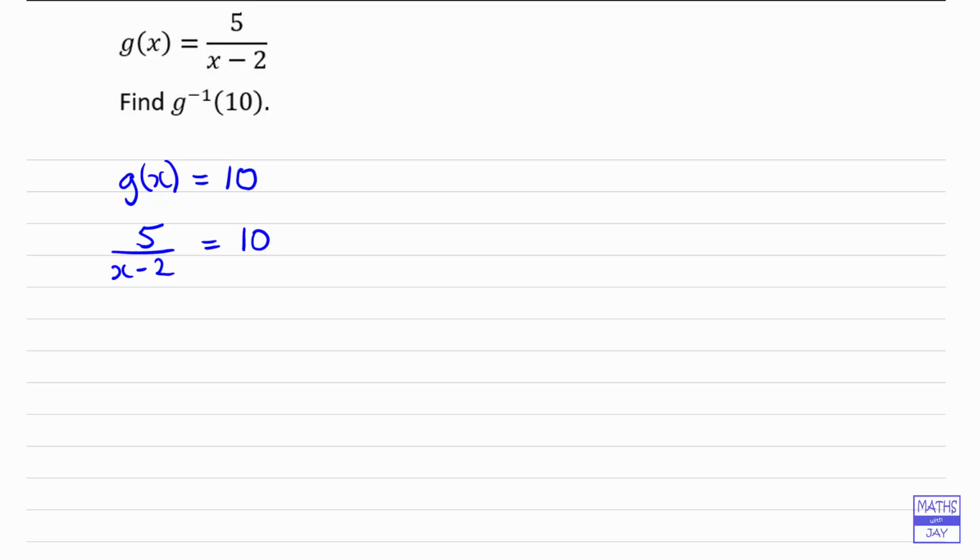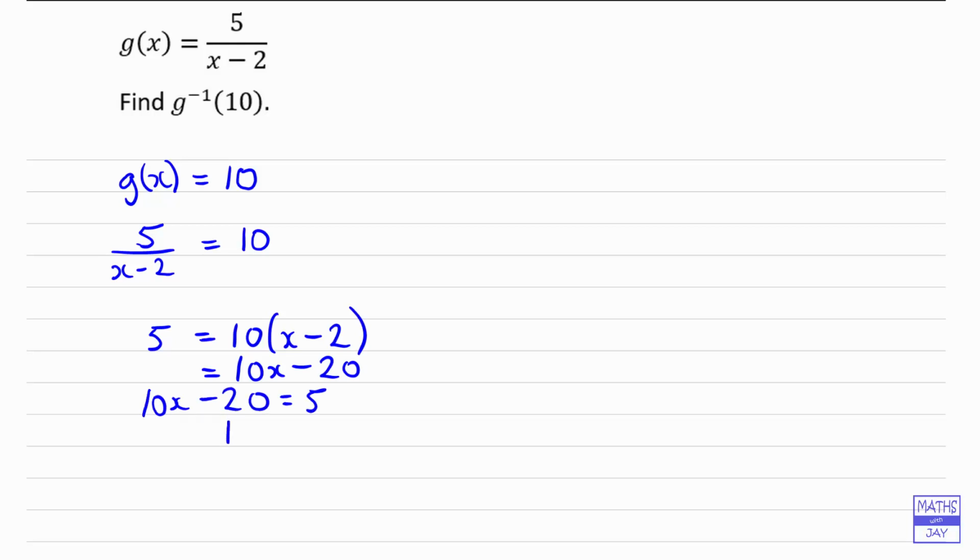So now we just treat this like an equation. So multiply both sides by x minus 2. So 5 is 10 times x minus 2. Multiply that out. So that's 10x minus 20. So 10x minus 20 equals 5, making it easier to think about. So 10x is 20 plus 5. So 10x is 25, x is 25 divided by 10, so x is 2.5.